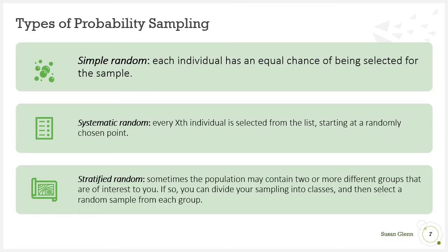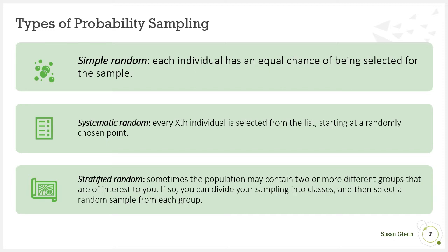There are different types of probability sampling. There's just simple random sampling where each individual has an equal chance of being selected for a sample. There's a systematic random where you're basically taking every 10th individual or every 5th individual, and you're basically starting from a random spot and then going every 5 trees or every 10 trees or every random number of trees, a systematic system.